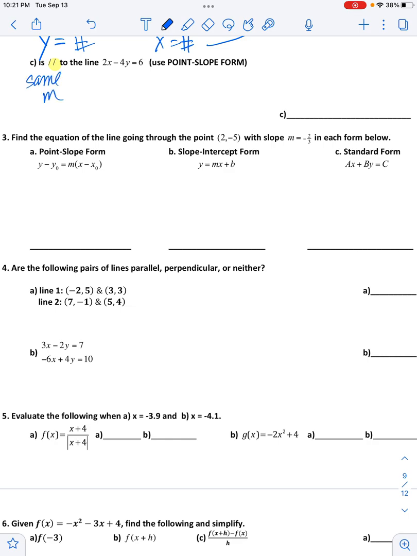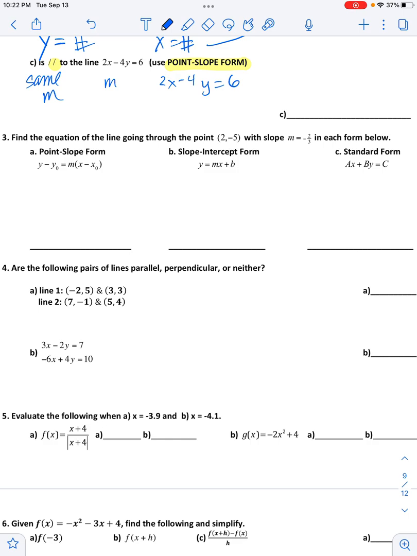to the line blah, blah, blah. And then it says here to use point slope form. Okay, so I'm supposed to write my answer in point slope form. So paying attention to that. First thing I need to do is find the slope. So I have 2x minus 4y equals 6. And I need to get the slope. So I'm going to get it into slope-intercept form for that purpose.